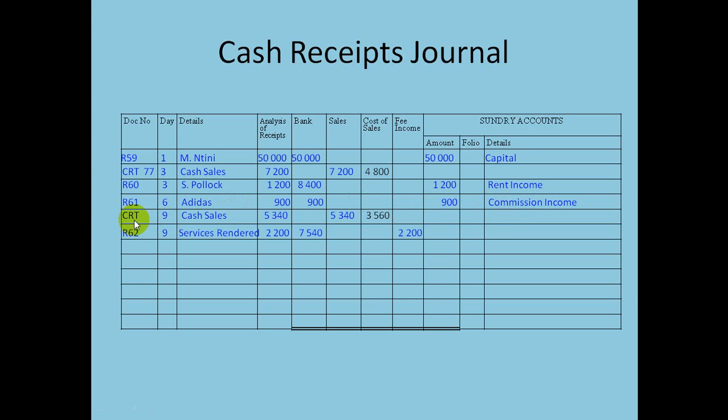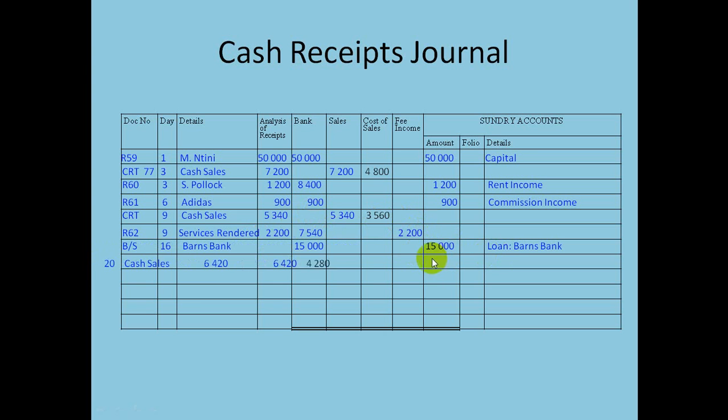However, on the 9th, CRT, Cash Register Tape, or you could do CRR, Cash Register Roll. 5,340 goes into my till. It was for cash sales, so it goes into my sales column. Now I need to calculate my cost of sales figure. So, pick up your calculators. Let's go. 5,340 times 100 divided by 150 gives me 3,560. Right, we had services rendered on that day too. That's the last transaction for the day. Underline it, put 7,540 into the bank, and the 2,200 was for fee income.